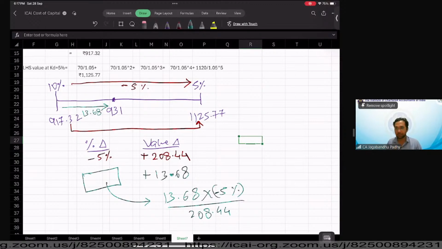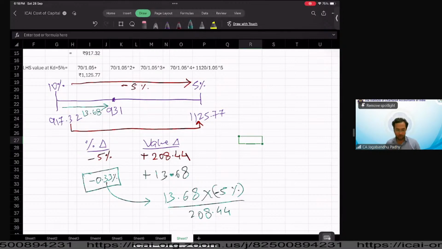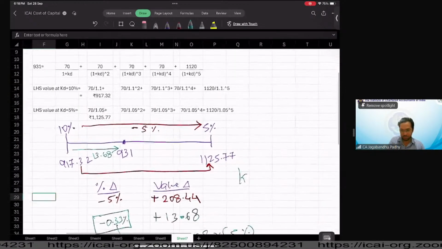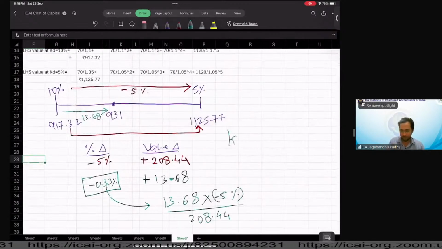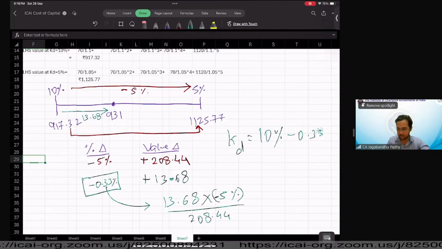Correct? 0.32 or 0.33, can I say? So we were looking for a reduction of 0.33%. Right? 0.33%. So what will be the cost of debt over here? What will be the cost of debt? It will be 10% minus 0.33%, which is nothing but 9.67%.